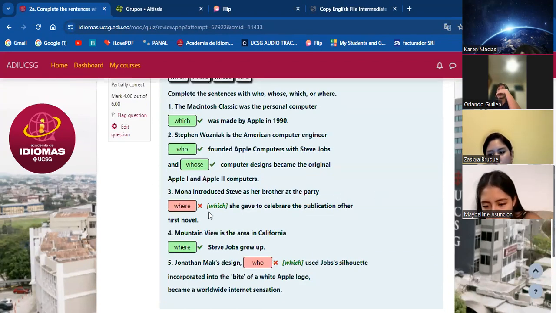Take a look. For the party, we are going to use which. Yep. And for the design, we are also going to use which. In number 5, they are talking about the design, Jonathan Mark's design, el diseño de Jonathan. So it's a thing, they use which. Take a look at my attempt. I leave it there for 5 seconds, and then I go to your results.